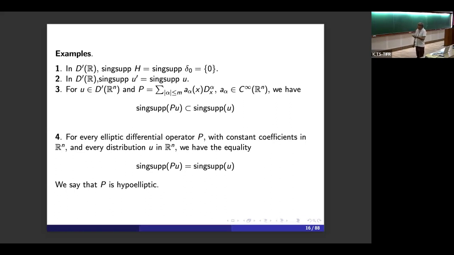If P is a differential operator with constant coefficients, it's a simple case. P is a differential operator with constant coefficients and elliptic. You can think of the Laplacian, any power of the Laplacian. So the singular support of PU and the singular support of U are equal. We say that P is hypoelliptic. It's not necessary to be hypoelliptic. Ellipticity is not necessary. Okay.